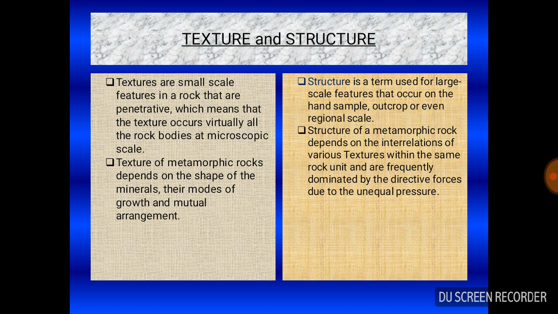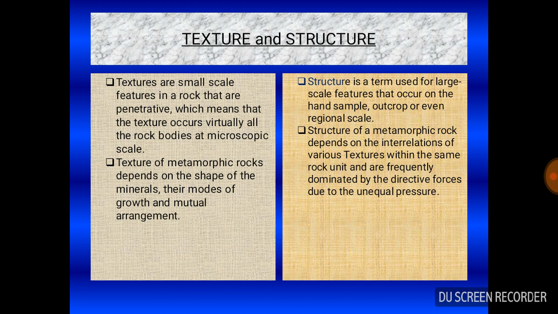Now let's come to the next part, texture and structure. Textures are small scale features in a rock that are penetrative, which means that the texture occurs virtually throughout the rock body at microscopic scale. The texture of a metamorphic rock depends on the shape of the minerals, their modes of growth and mutual arrangement. On the other hand, structure is a term used for large scale features that occur on the hand sample, outcrop or even regional scale.